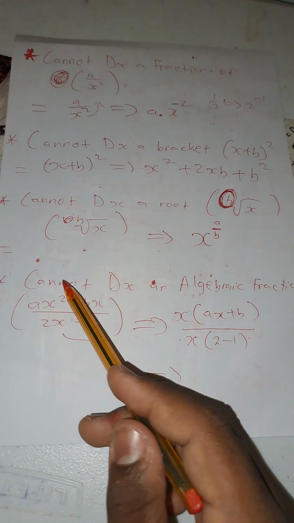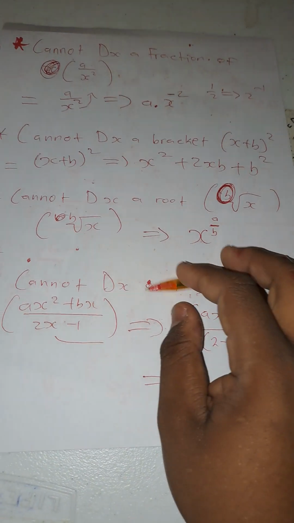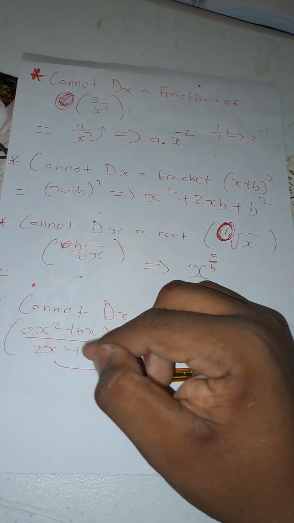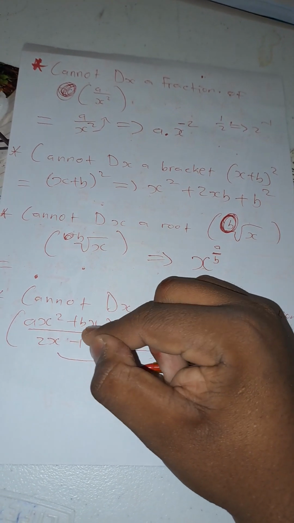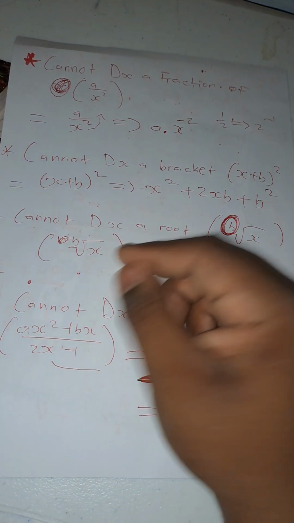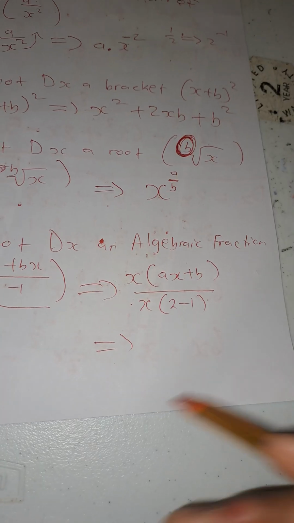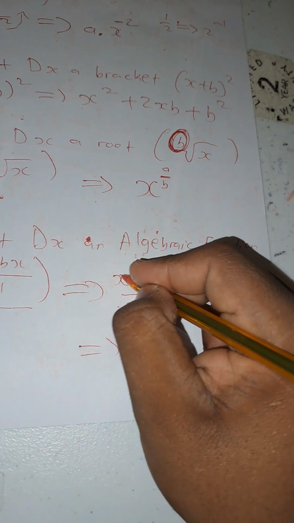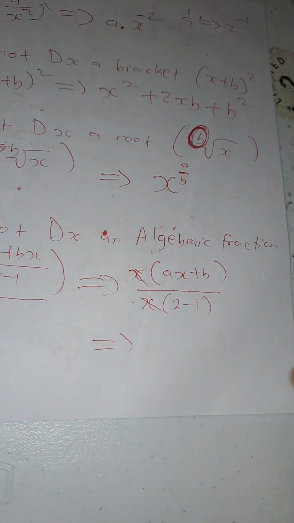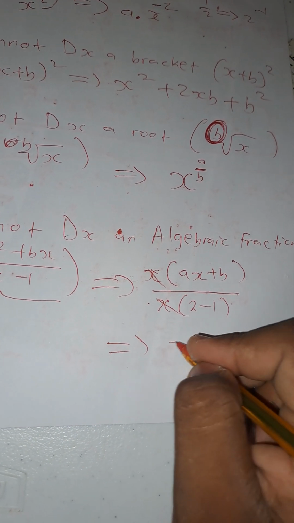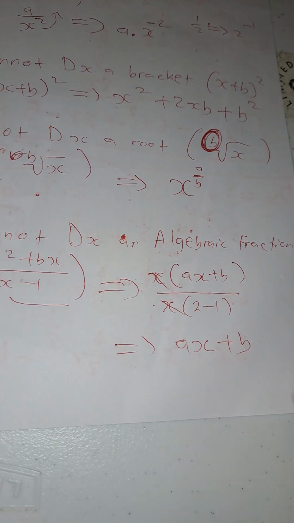The last one, you cannot dx an algebraic fraction. So if you have (ax squared plus bx) over 2x, you'll have to factorize it the way you know it. Okay, let me even finish this one. You know what, I'm cancelling across a fraction, and then 2 minus 1 is this one. So it will be the same as ax plus b.